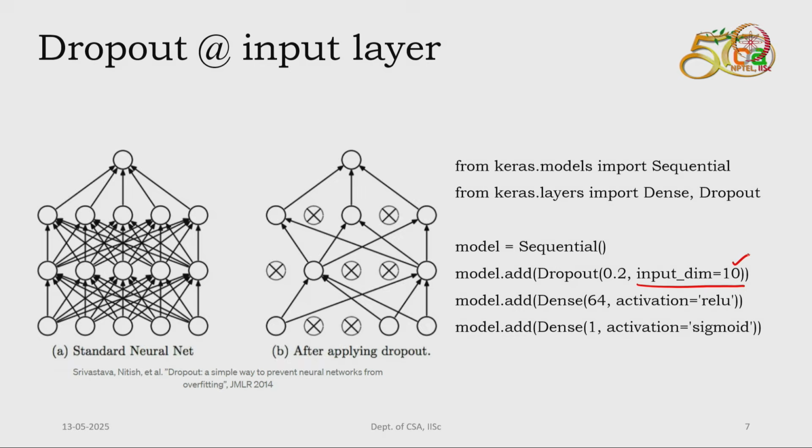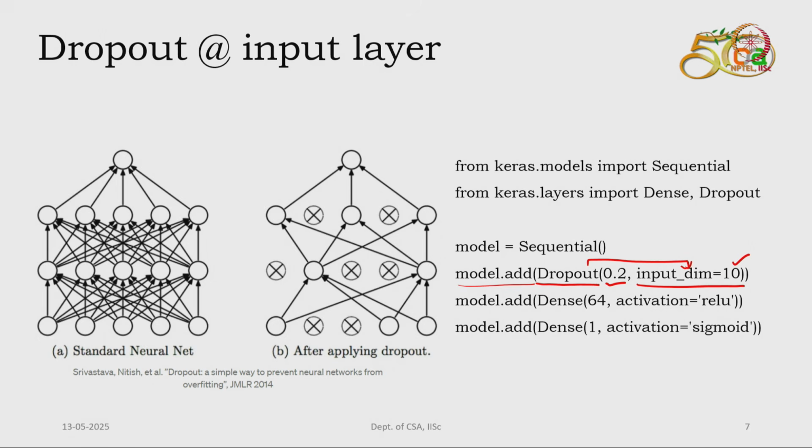Now, I do not want to consider all the 10 features, I am going to drop 20% of it. Therefore, we are writing Dropout and then we are specifying 0.2. And to what are you applying the dropout? You are applying it to the input. So, that is the reason we are writing a line like this. We are dropping 20% of the input, which is 10 features. So, out of 10 features, 20% is being dropped.